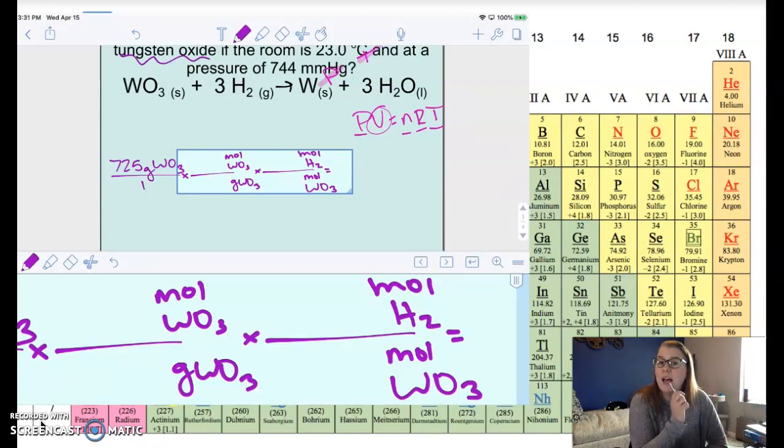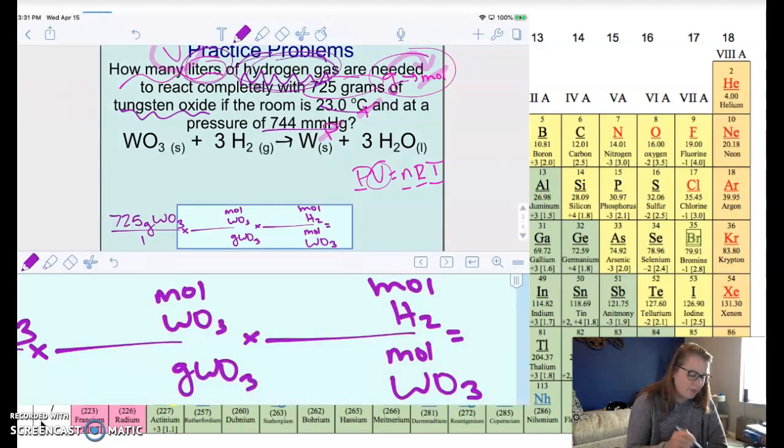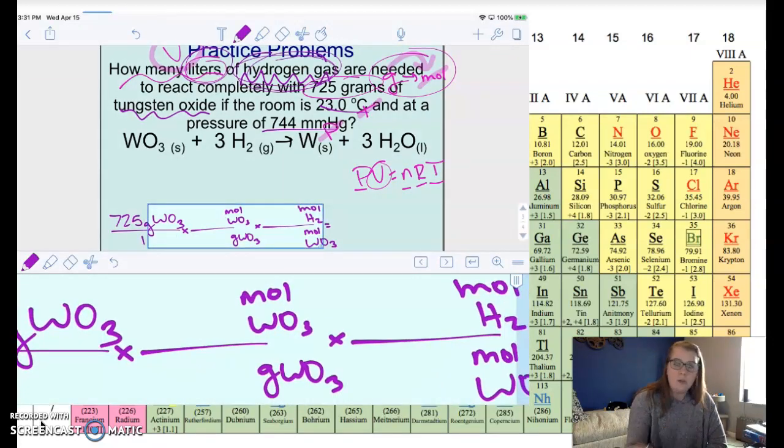One quick thing. Usually a lot of students ask me, why can't I just go straight from moles of hydrogen to liters of hydrogen using 22.4, because that's how many liters are at STP? Well, you have to ask yourself, is that STP? 23 degrees Celsius and 744 millimeters of mercury? No. So since the conditions aren't STP, we cannot use our magical 22.4 liter number, which is a bummer. So let's go ahead and get this.